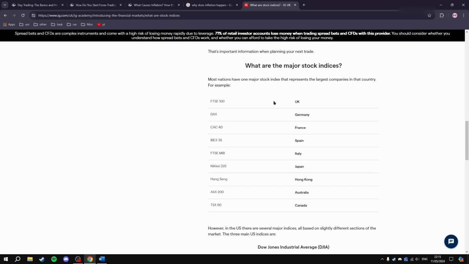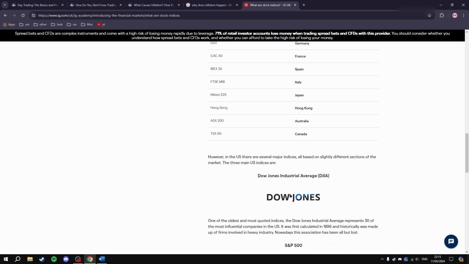What are major stock indices? Most nations have one major stock index that represents the largest companies in that country. For example, FTSE 100 represents the UK, DAX represents Germany, CAC 40 represents France, IBEX 35 represents Spain, FTSE MIB represents Italy, Nikkei 225 Japan, Hang Seng for Hong Kong, ASX 200 for Australia, TSX 60 for Canada.